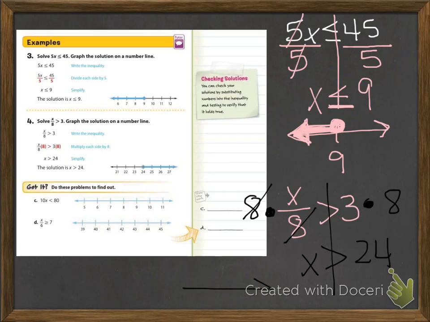When you graph this, once again, a basic number line with the number 24 there, because it's simply a greater than symbol, it's going to be an open circle and everything to the right gets shaded in. So this is telling you that x can equal any number larger than 24, but it cannot be 24.